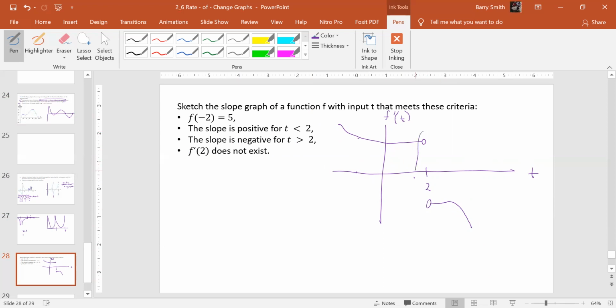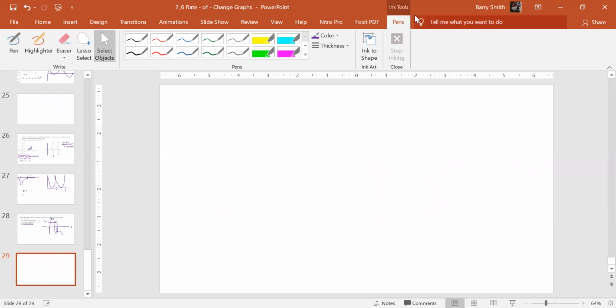The key thing we found on this one, though, is that disconnect there, that f prime of 2 does not exist. And so that's going to be about the only piece that we know for sure that we can show. The rest of it, it's positive and it's negative. That's all we have. All right, so that's all I have for this.